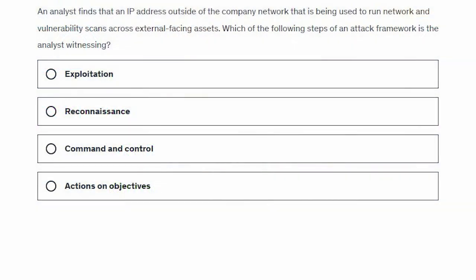Question number 1. An analyst finds that an IP address outside of the company network is being used to run network and vulnerability scans across external facing assets. Which of the following steps of an attack framework is the analyst witnessing?